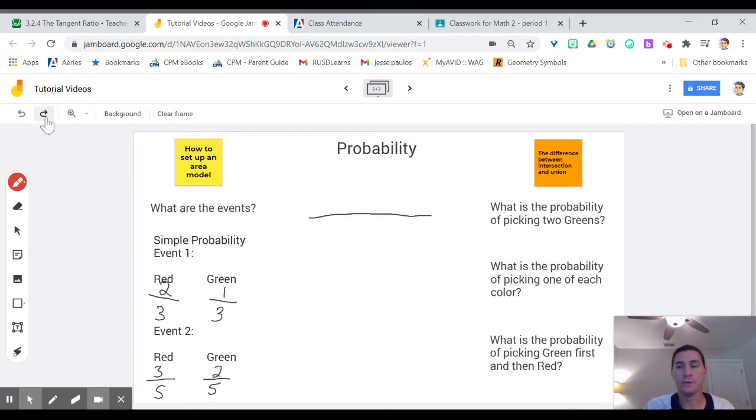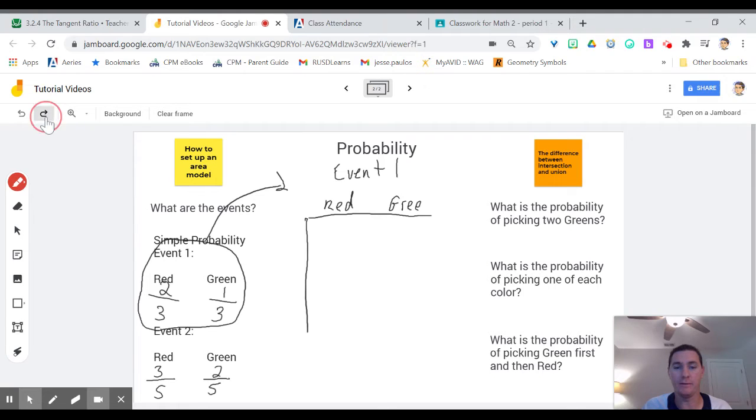Now, what do we do with this probability? We're going to make an area model, a two-way table. And so for the length and the width, these represent the 2 events. So event 1 is going to go on the top. And our 2 outcomes for event 1 are red and green. And we put next to these outcomes the probability. The simple probability goes on the outside for the length.